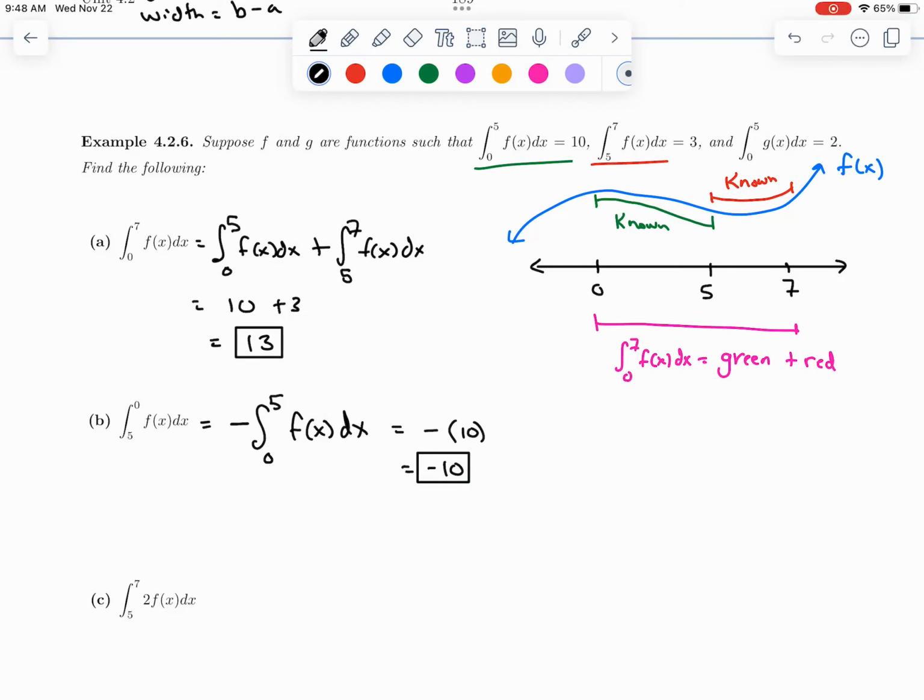Next one, the integral from 5 to 7 of 2f of x. That's a constant that's being affected to it. You can pull constants out front. So this is the same thing as 2 times the integral from 5 to 7 of f of x dx. And we know what the integral from 5 to 7 is. It's 3. It's given in red. It's underlined in red. So this is really just 2 times 3, which is 6.